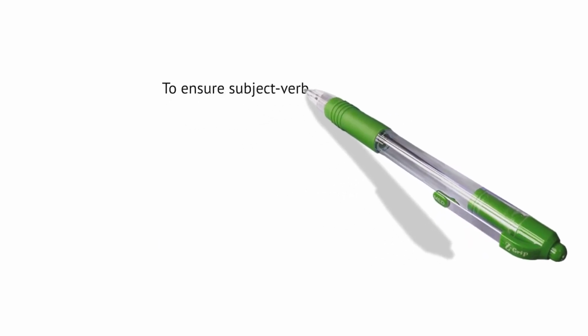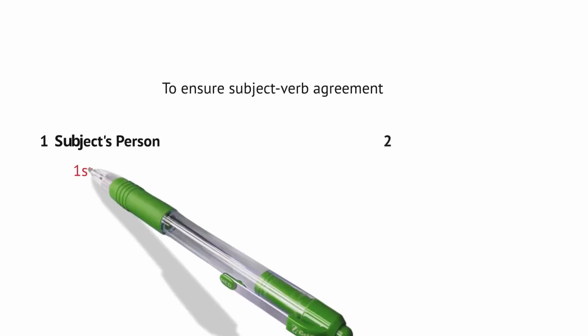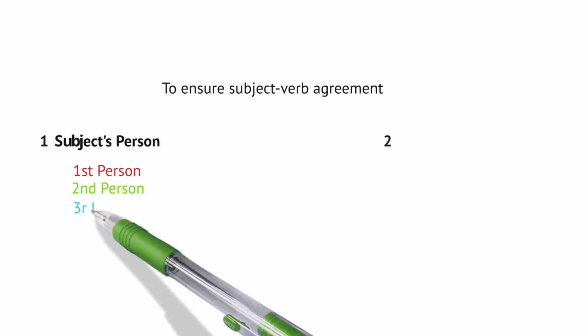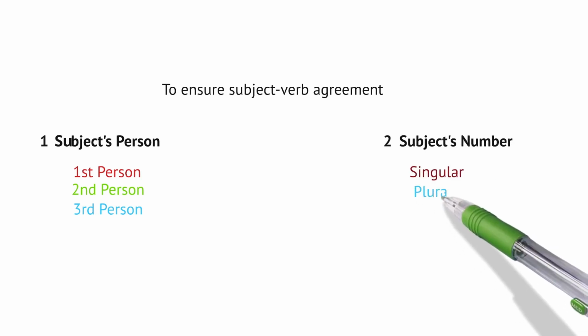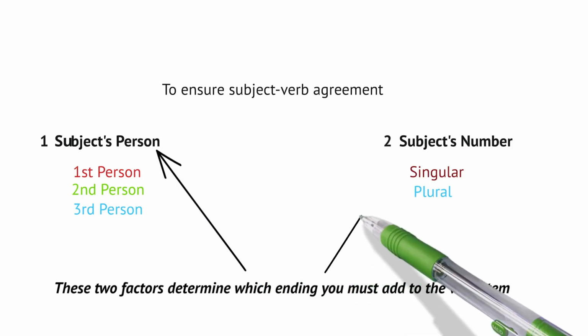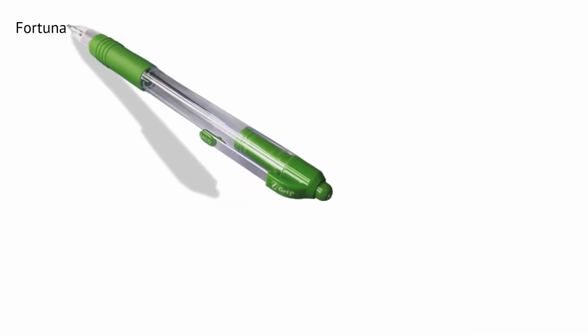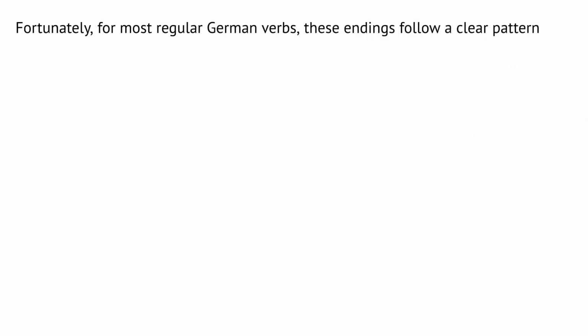To ensure the subject-verb agreement, you need to pay attention to two things: the subject's person, first person, second person, or third person, and its number, singular or plural. These two factors determine which ending you must add to the verb stem. Fortunately, for most regular German verbs, these endings follow a clear pattern.